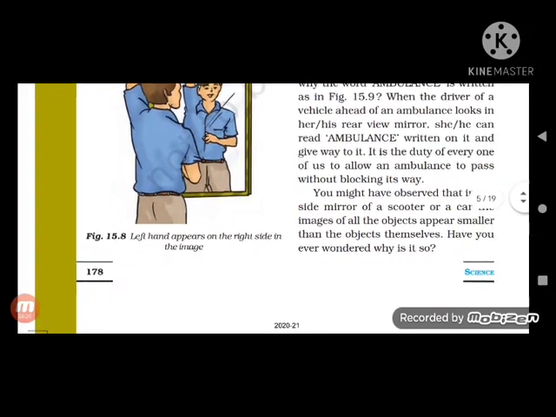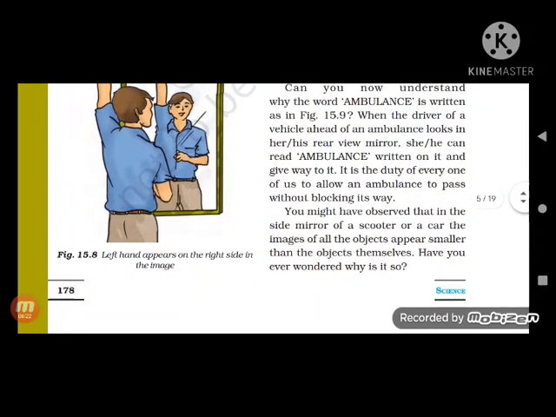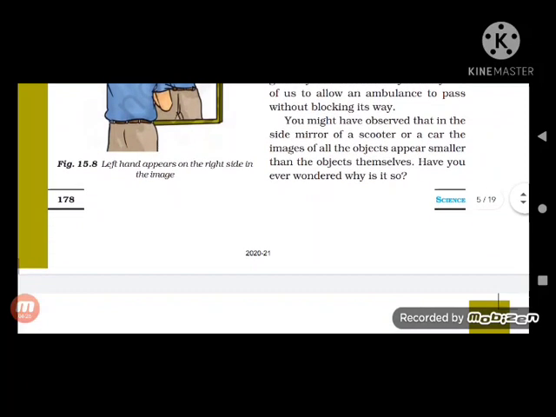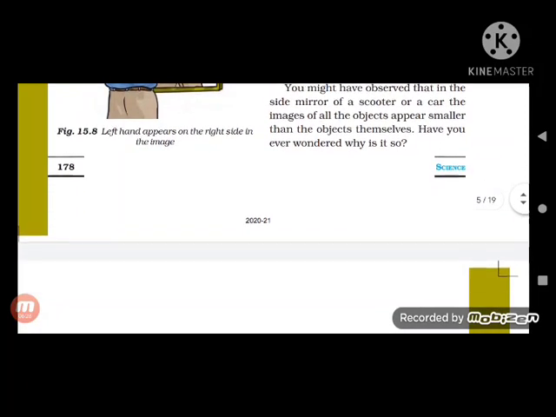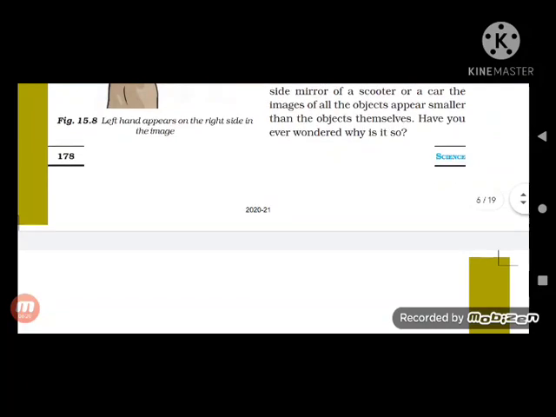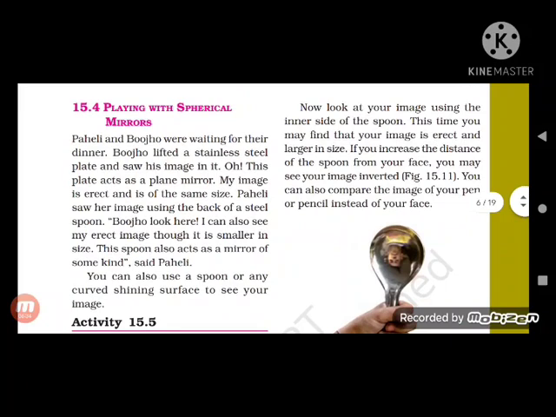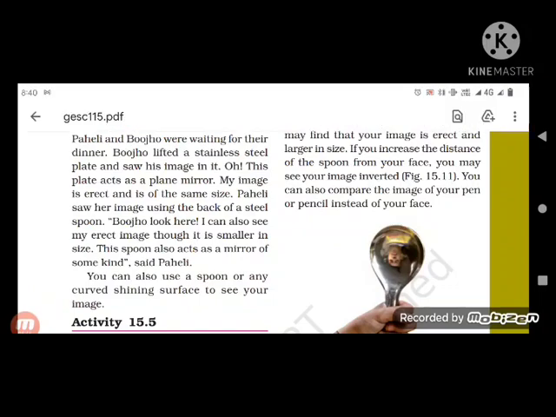And you might have observed that in the side mirror of a scooter or car, the image of all objects appears smaller than the objects themselves. Have you ever wondered why it is so? So activity 15.4 is there, playing with a spherical mirror. This we will see after the video. I am going to play one video, just go through it.